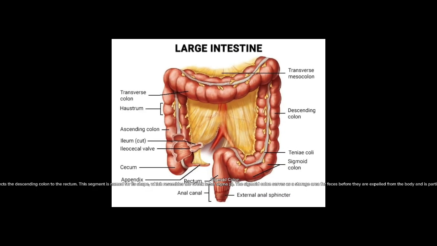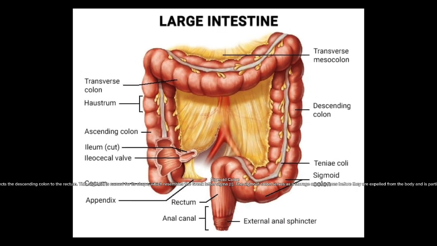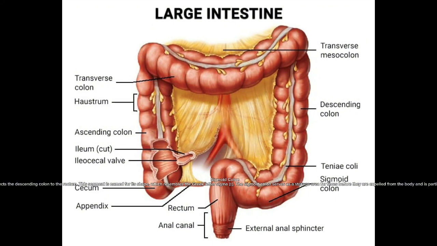Sigmoid colon. The sigmoid colon is the S-shaped final portion of the colon that connects the descending colon to the rectum. This segment is named for its shape, which resembles the Greek letter sigma. The sigmoid colon serves as a storage area for feces before they are expelled from the body and is particularly prone to diverticula, small pouches that can form in the intestinal wall.